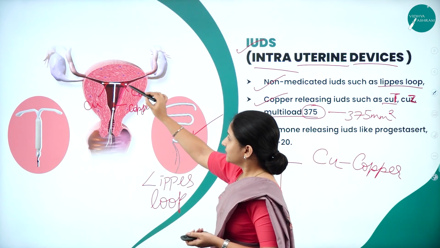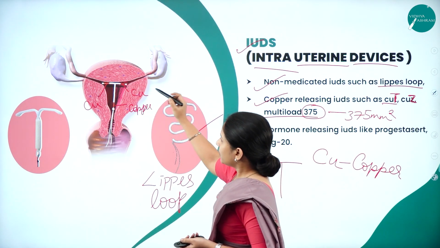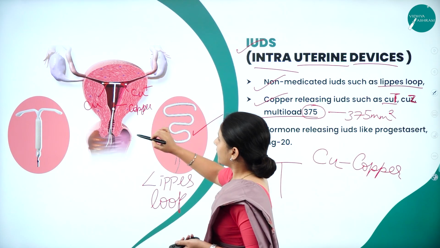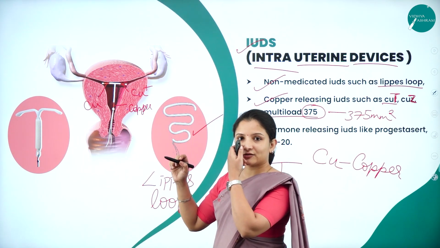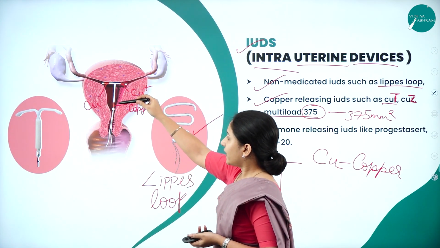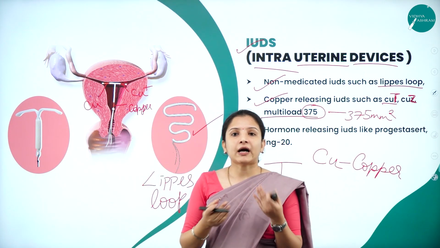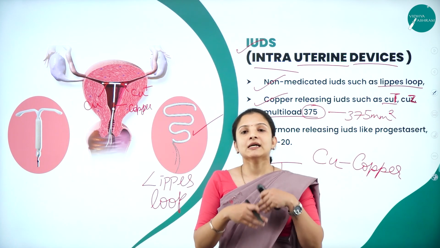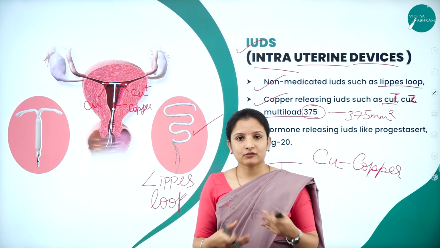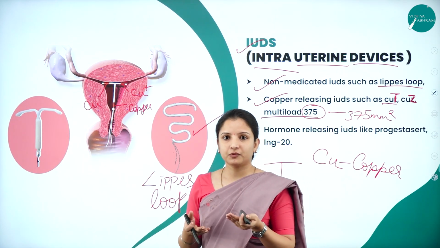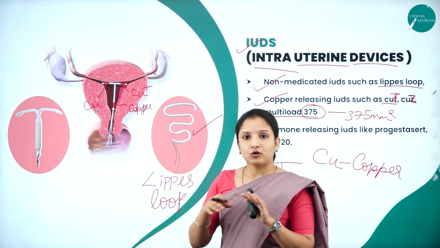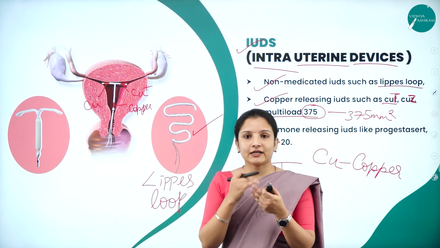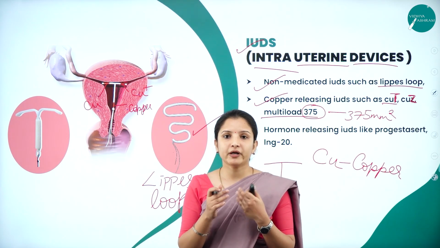But what happens is, this copper wire starts to release copper ions. These copper ions will cause phagocytosis of the sperm. Phagocytosis is nothing but disintegration or death of the sperm. Therefore, once the sperms die, they will not be able to reach the egg. And not just that, it will also reduce the motility, that is the movement of the sperm.